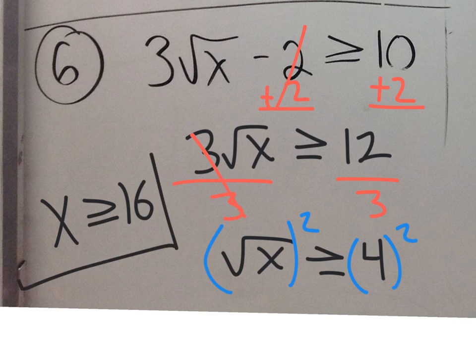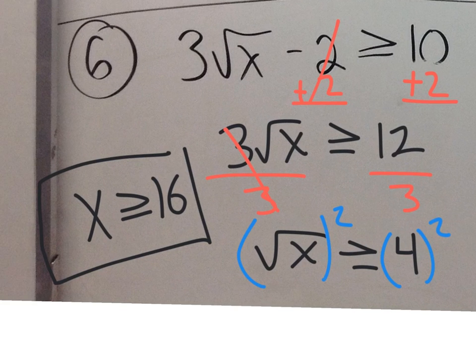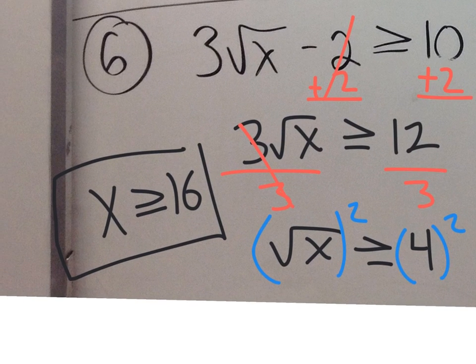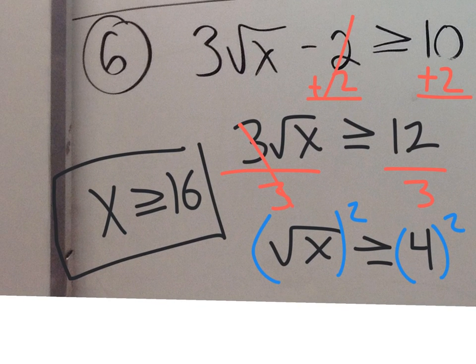Now the question is, do I need to put a number over here on this side to make it a compound inequality? Do I need to put a number over here? No, because this is saying that x is greater than 16. Any number that's greater than 16 is going to be positive. So I'm good with that.